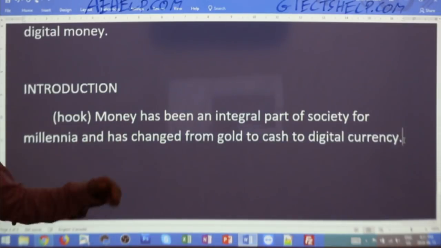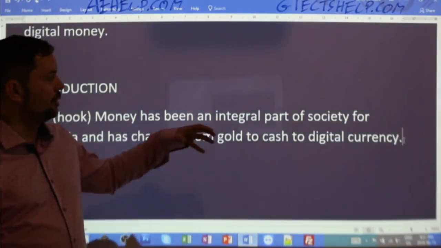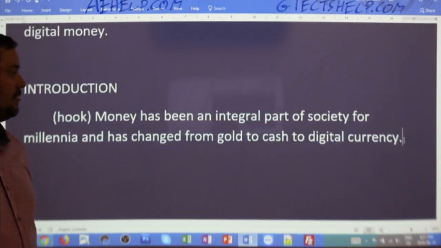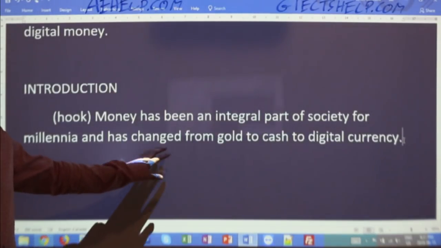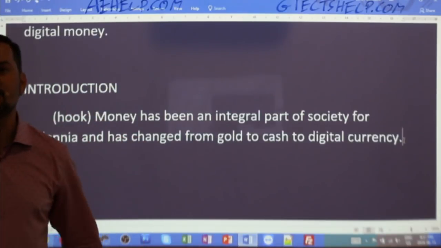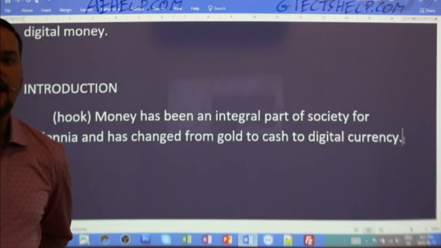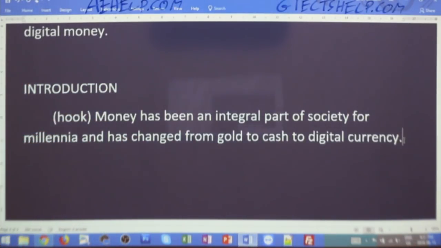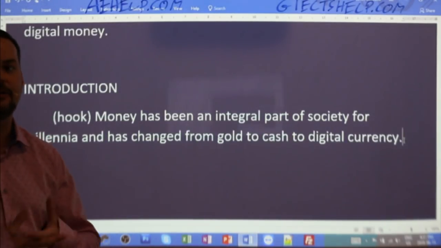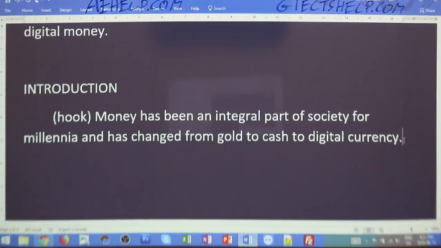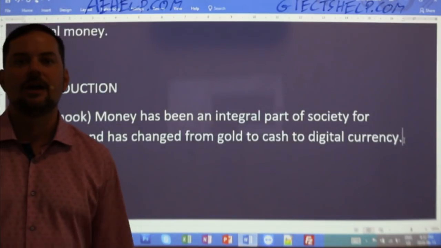So money has been an integral part. Integral means important and connected, a fundamental aspect, part of society for millennia, and has changed from gold to cash to digital currency, okay? Yeah, Anita, you could keep it that simple. Money is very important to function and live in the world or in society. That would be a good hook too, just keeping it that simple.